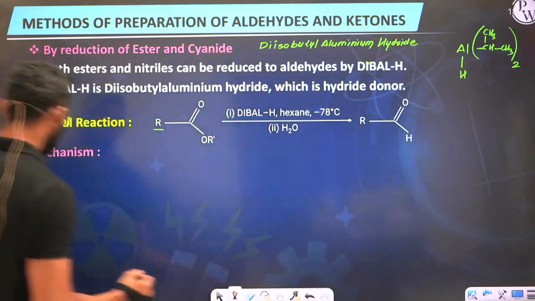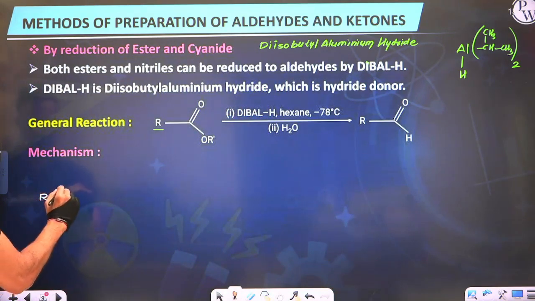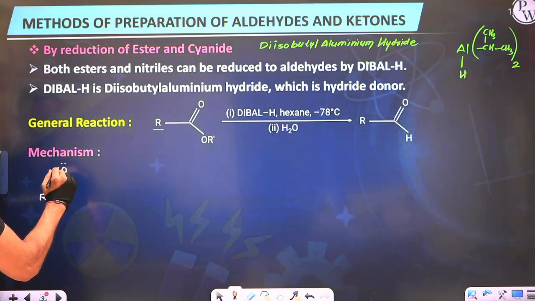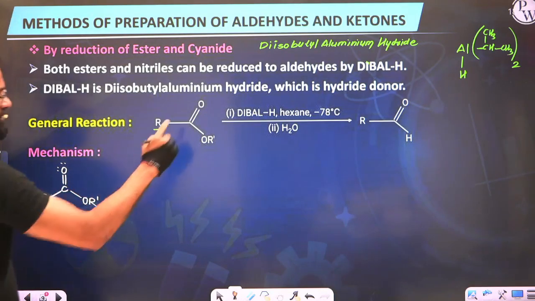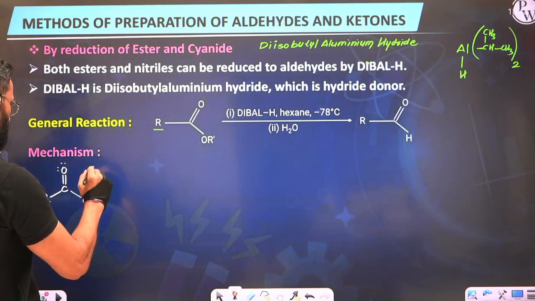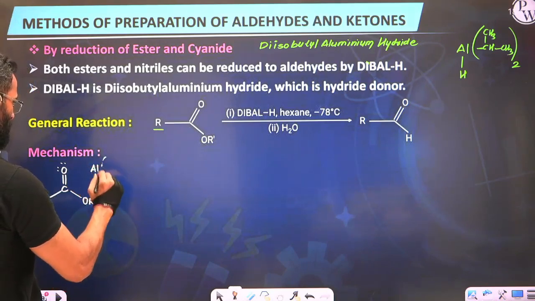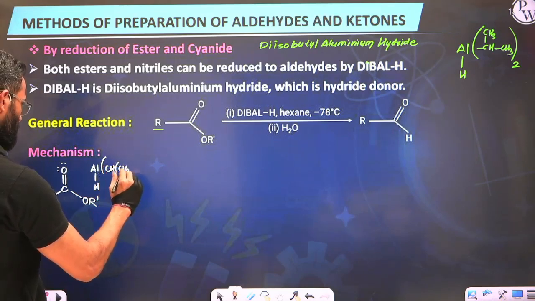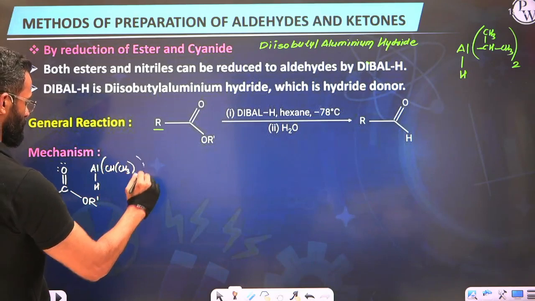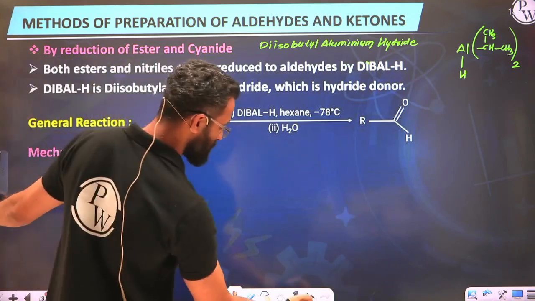Suppose we have an ester and treating with DIBAL. Diisobutyl, so twice.